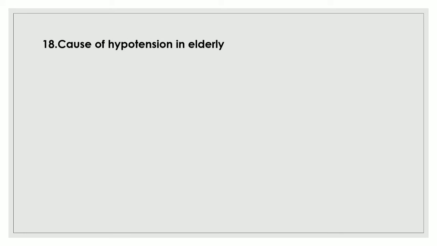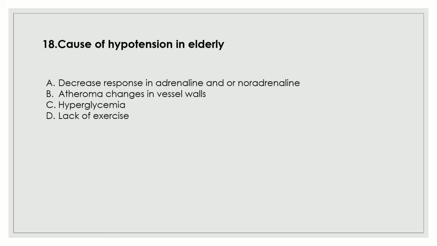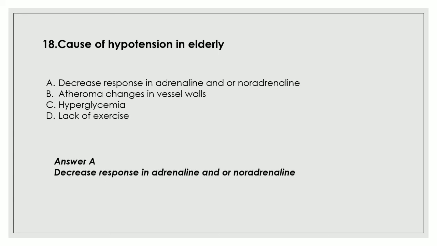Question number 18. Cause of hypotension in elderly. A. Decreased response to adrenaline and or noradrenaline. B. Atheroma changes in vessel walls. C. Hyperglycemia. D. Lack of exercise. Answer A. Decreased response to adrenaline and or noradrenaline.